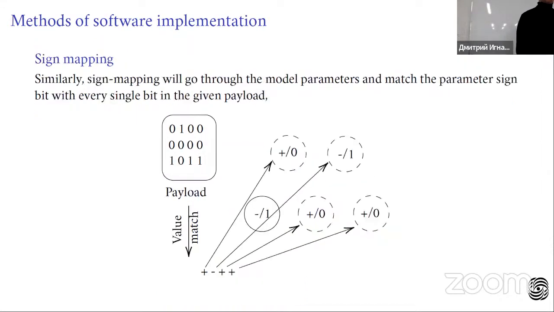The last method is sign mapping. Pretty much the same, but we represent our payload as a sequence of signs, and we find the sequence of parameters that corresponds to our payload.